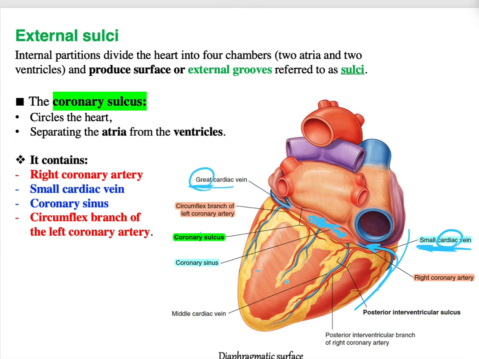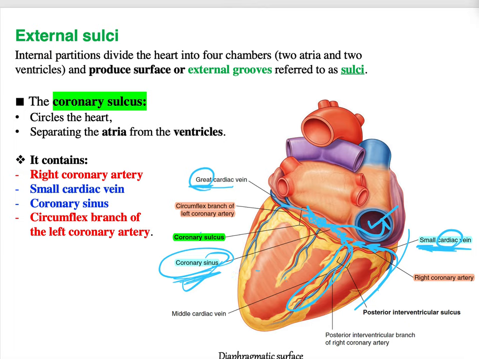in the middle, posteriorly, there is the middle cardiac vein, this one. So they all drain here into the coronary sinus, and the coronary sinus will drain into the right atrium. This is important. The coronary sinus drains into the right atrium. I will show you the opening of this sinus.